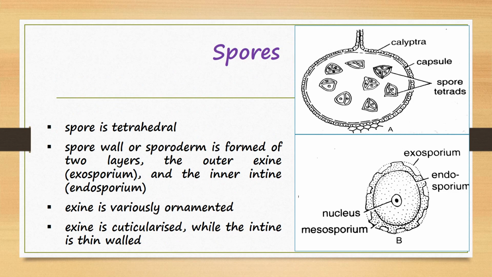After the decay of the calyptra, the spore remains in the soil. Once the favorable condition returns, the spore starts germinating. The spores are tetrahedral in shape. The spore wall, that is the sporoderm, is formed of 2 layers. The outer wall is called the exine. It is also called the exosporium. And the inner wall is called the intine. It is also called the endosporium. Exine is variously ornamented. Exine is cuticularized with a thick wall of cutin, while the intine is thin-walled.